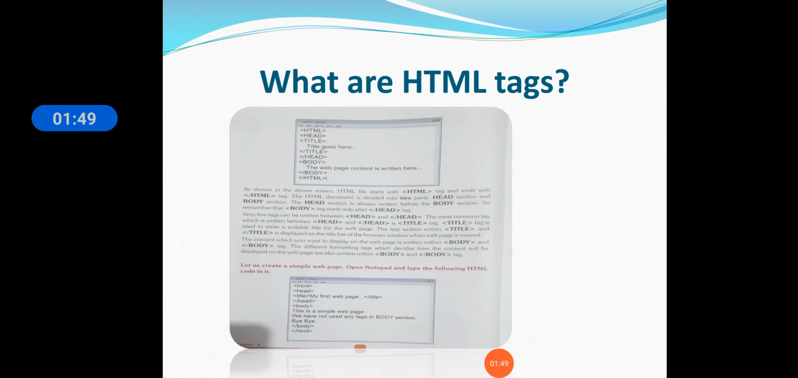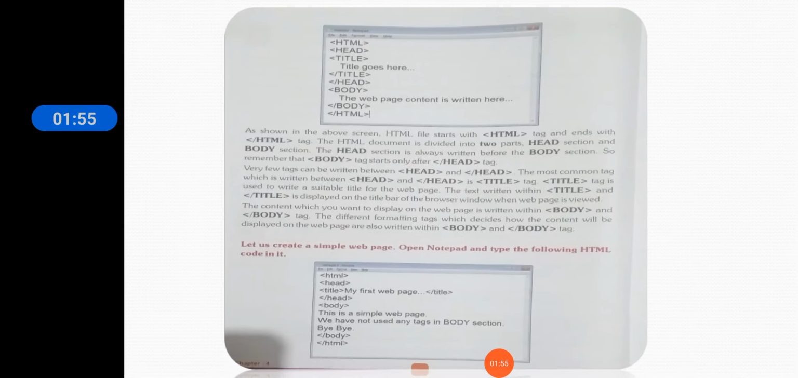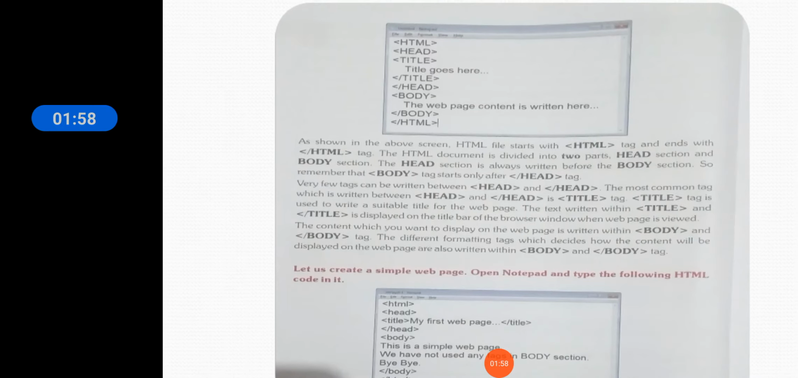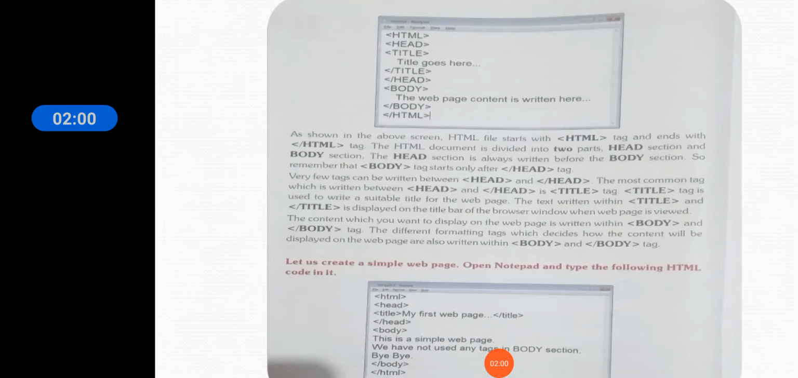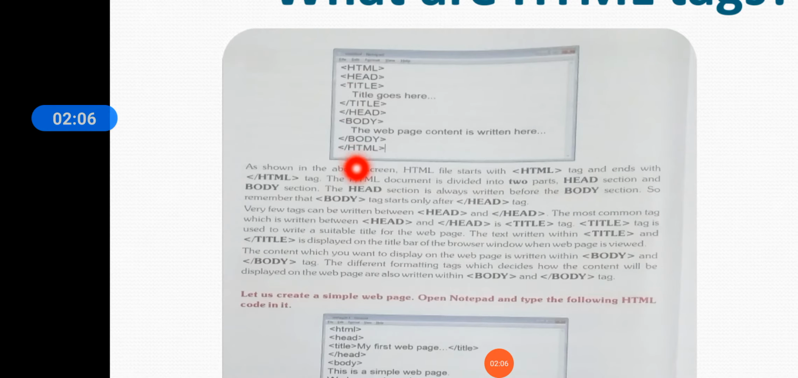Here you can see HTML tags are given. What are HTML tags? Here HTML is the starting and ending point. Head is there, and then title goes here, then title is closed. Head is closed. Head means what will be the heading here, and what will be the title here. Body: here, if you want to write the content, you can write it with HTML. So three things you see here in this page.